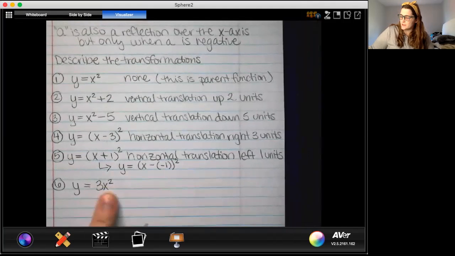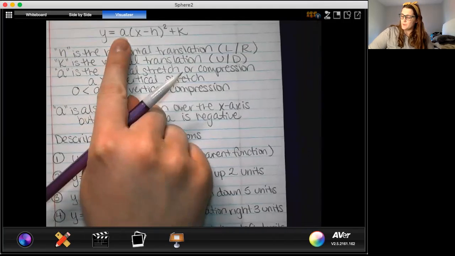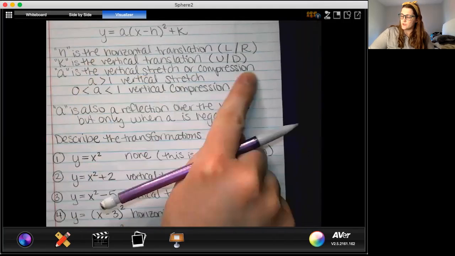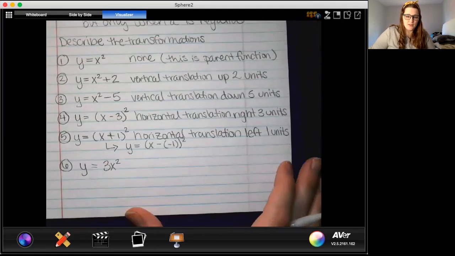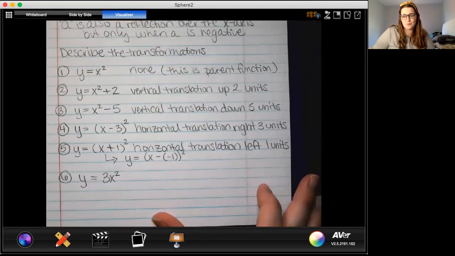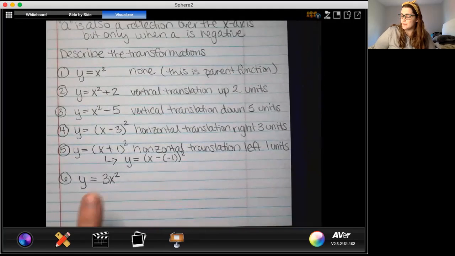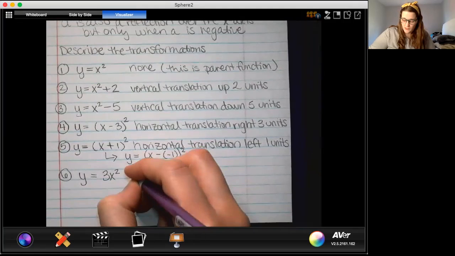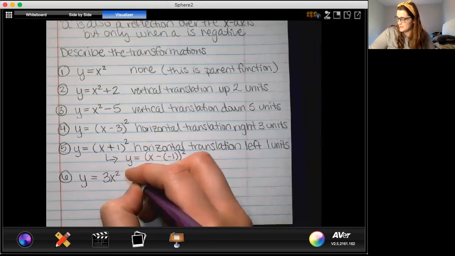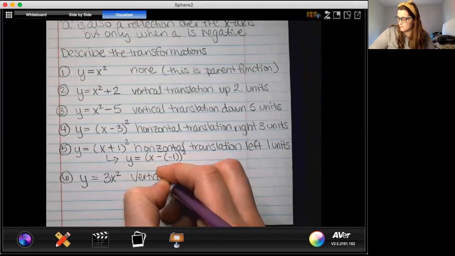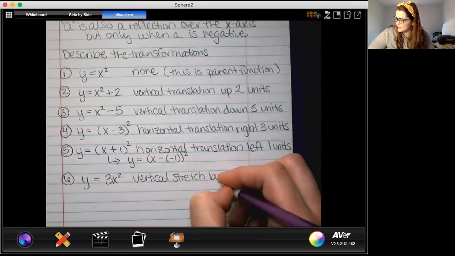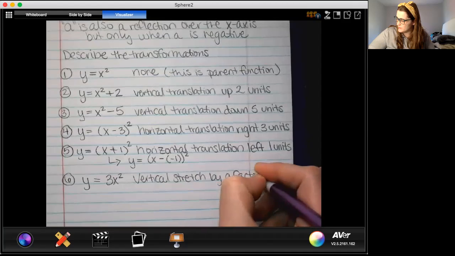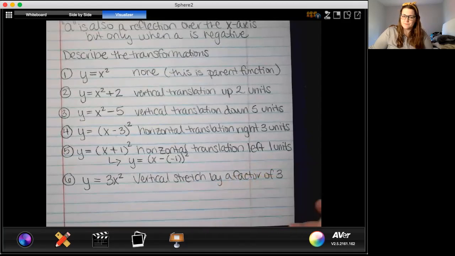Okay, 3x squared. So remember, A is a vertical stretch or compression. A is in front of X. Okay, so I appreciate the guess. It doesn't look exactly like the equation because it doesn't have as much going on, but it is in front of the X. So it's a great guess, great context clues. So it is a vertical stretch by a factor of 3.